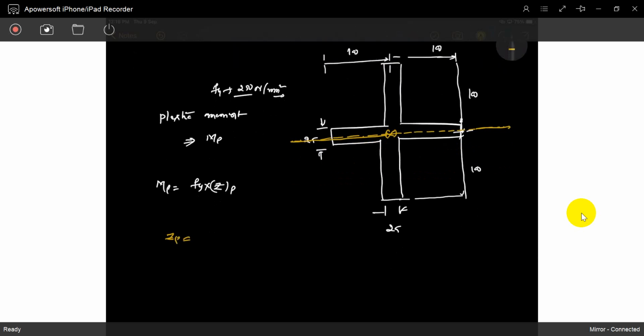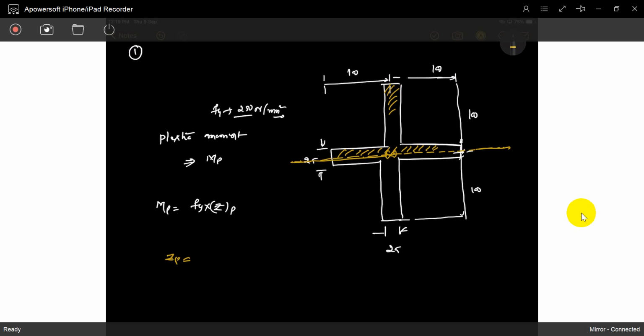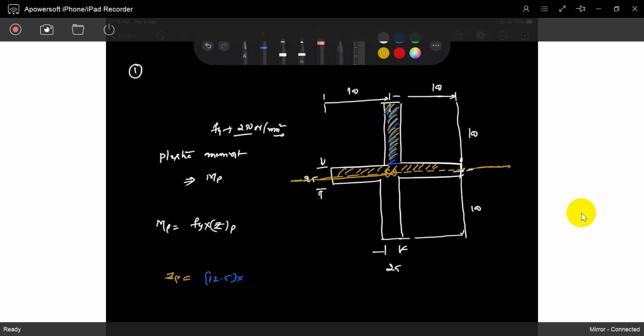So now you can find out Zp. Sir, Zp, how can you find out, sir? Previously I said you have to find out this area above the nodal axis and this small portion, both combined CG. You will do like this. Otherwise, previously I said I by y. You can easily find out by area into distance. Sir, how? See, what is this area? It's a 25. Sorry, the thickness is 25.